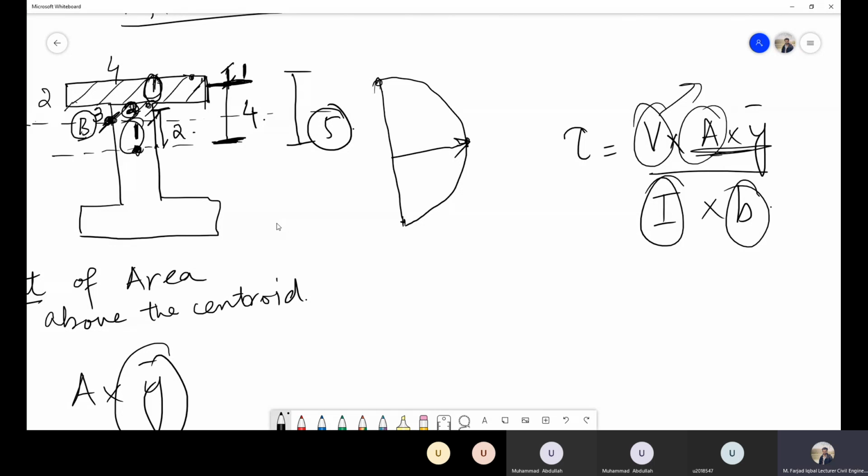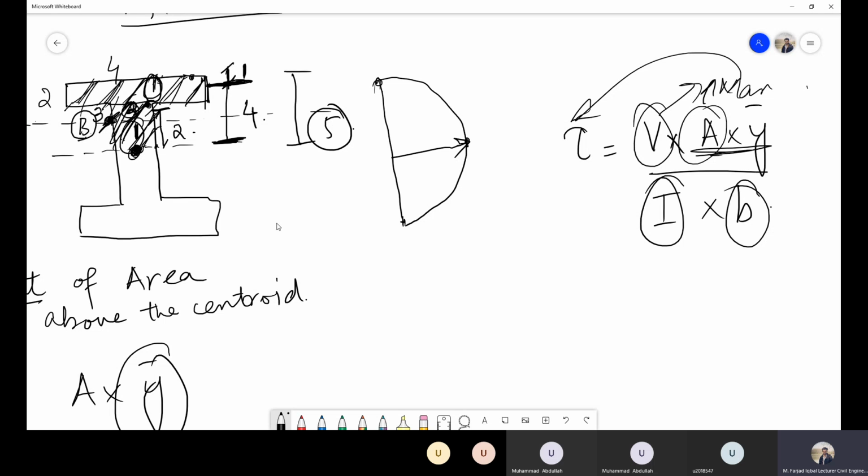For example, if I am calculating the shear stress at this point, then I have to take the area above this point, and that area will only be this small rectangle. But if I am calculating the shear stress at this particular point or at the centroid, then this area will be this horizontal rectangle and also this rectangle as well. So the area will definitely increase. So when I am at the center, I will have maximum area above this point, and therefore this area will be maximum, and that is why the shear stress will also be maximum.